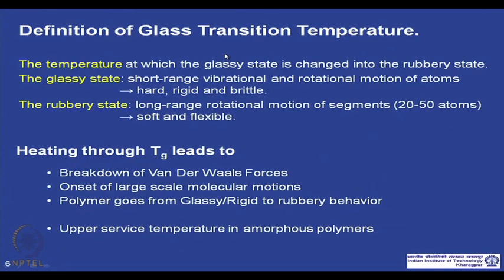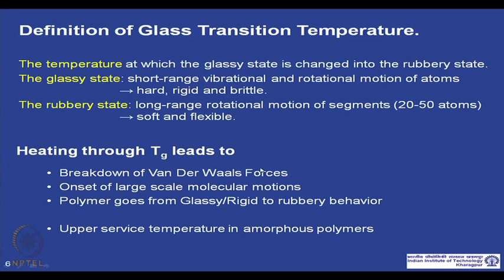So, if I want to define the glass transition temperature, it is the temperature at which the glassy state changes to the rubbery state. What is a glassy state? It is basically like a glass, which is a hard rigid material, which has only short range vibrational and rotational motion of the atoms, and is hard, rigid and brittle. And the rubbery state has long range rotational motion of polymer segments, and it is soft and flexible.